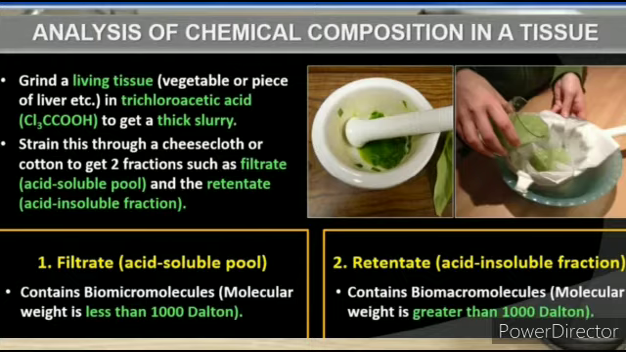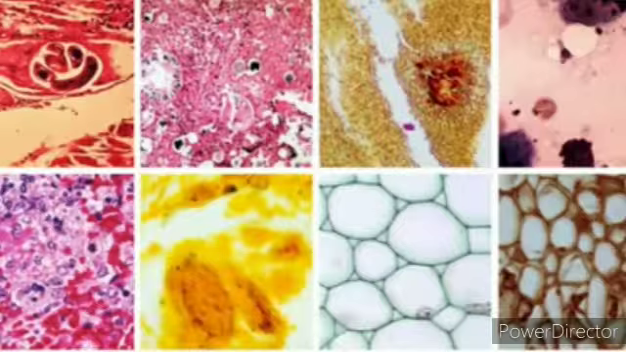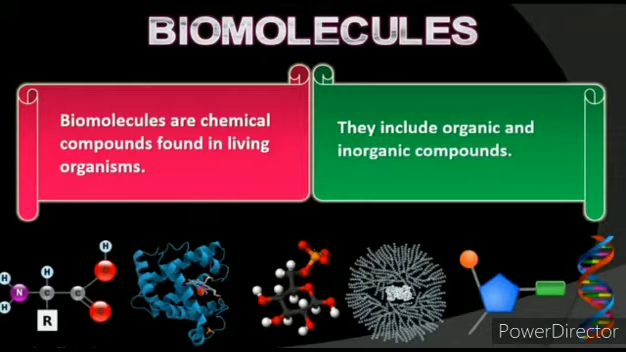If we were to strain this through a cheesecloth or cotton, we would obtain two fractions. One is called the filtrate, or more technically the acid soluble pool, and the second the retentate, or the acid insoluble fraction. Scientists have found thousands of organic compounds in the acid soluble pool. All the carbon compounds that we get from living tissues can be called biomolecules.